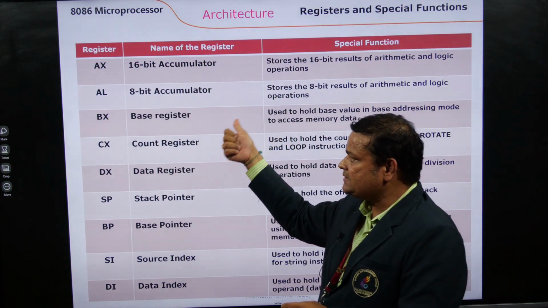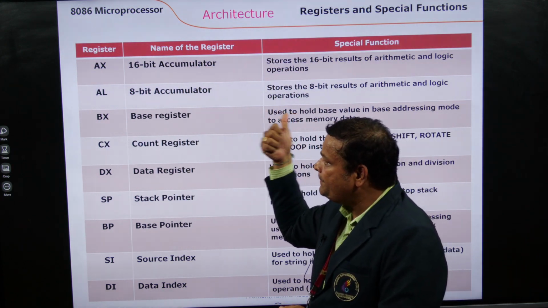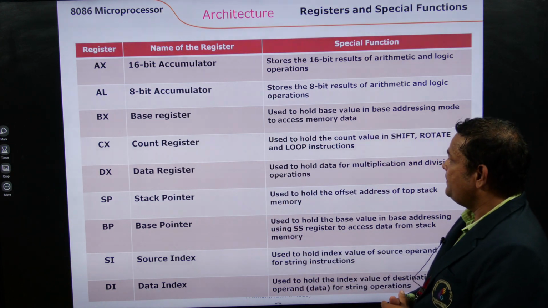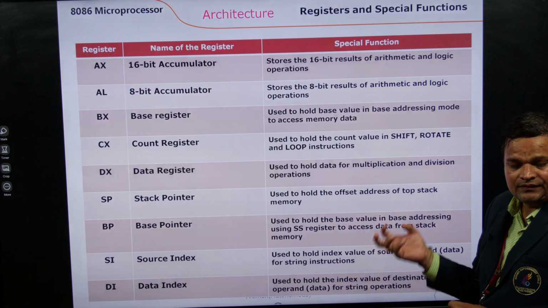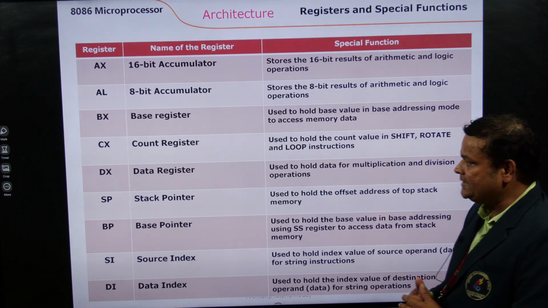Next comes the BX register. Apart from being a general purpose register, BX is also going to act as a base register, which is used to hold the base address of the memory data while using the base addressing mode.